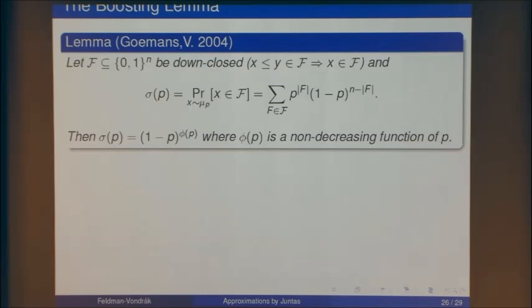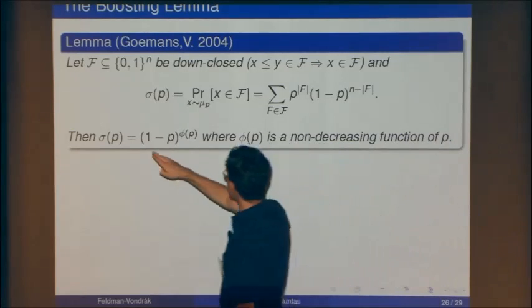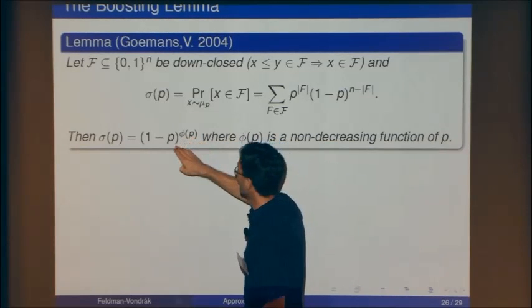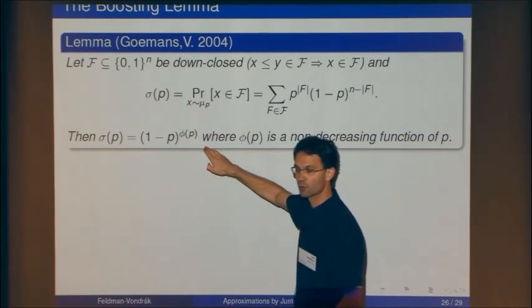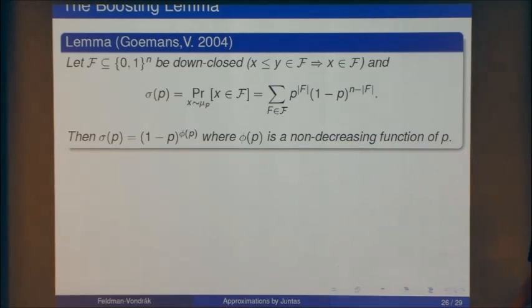Phi of p depends on your set? Yes, phi of p is certainly not a fixed one. The statement should be, there exists a function phi of p such that the function is in this form. Maybe log of sigma over. Yeah, phi of p is monotone. Exactly.